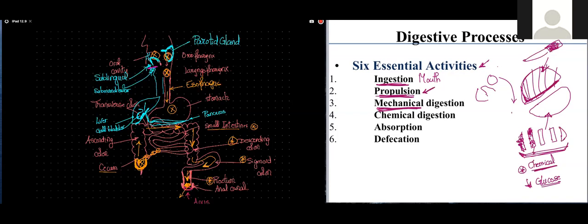One type of propulsion is going to be peristalsis. All right, so one of the types of the propulsions that we have in the gastrointestinal tract is going to be peristalsis.